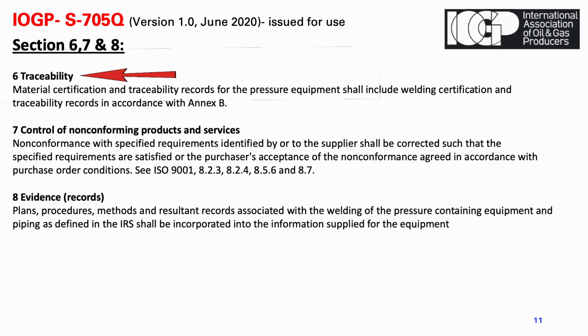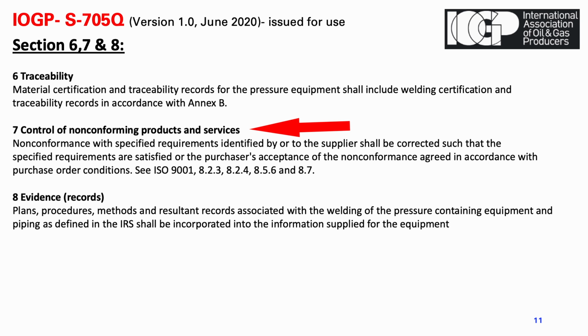Sections 6, 7 and 8 are the last three sections. Section 6 is traceability. Material certification and traceability records for the pressure equipment shall include welding certification and traceability records in accordance with Annexure B. And section 7 is control of non-conforming product and services.